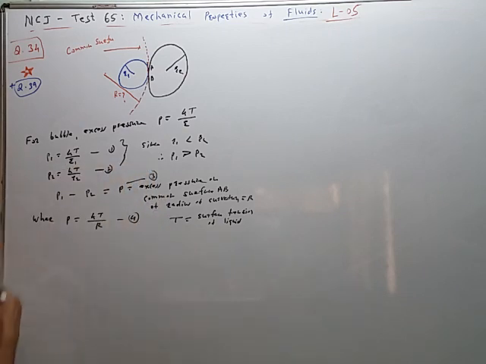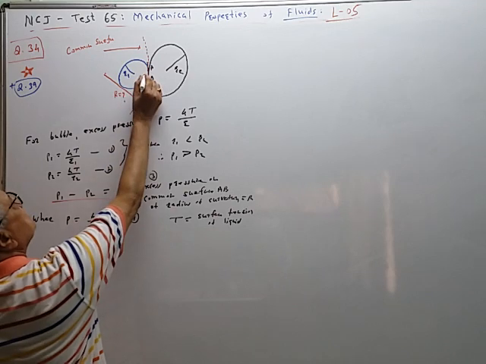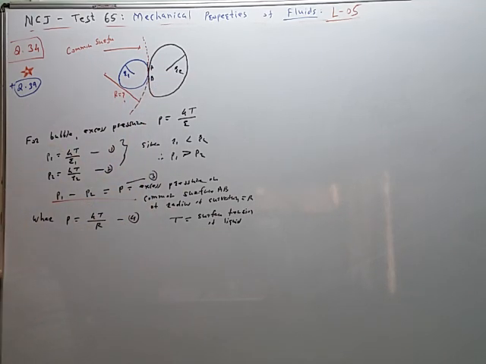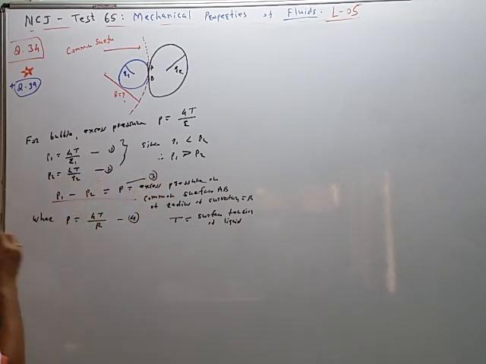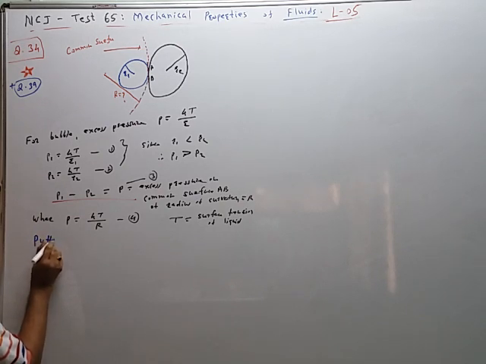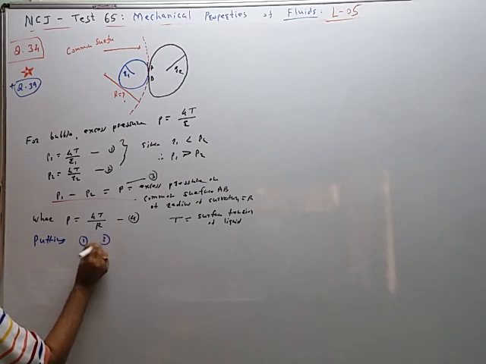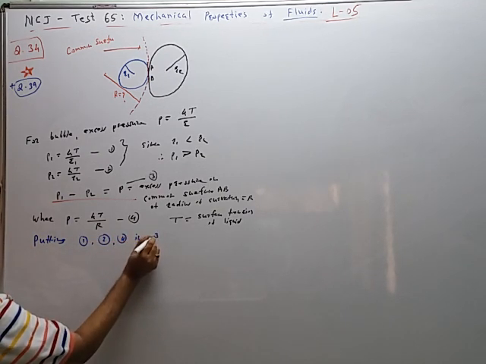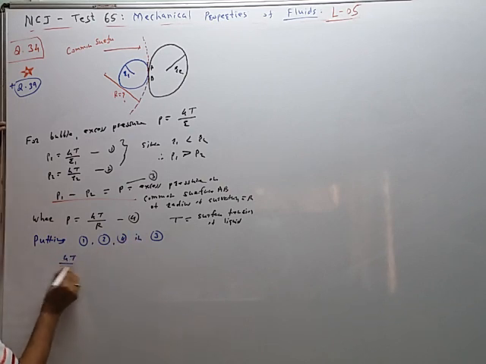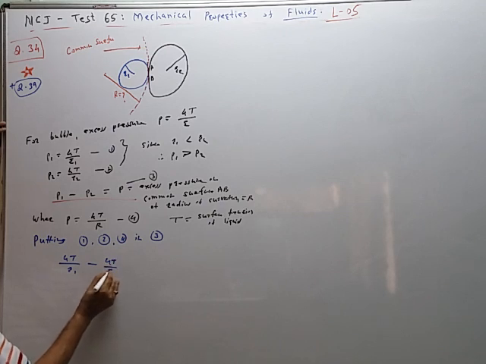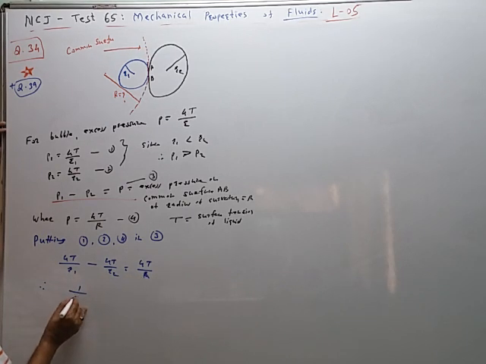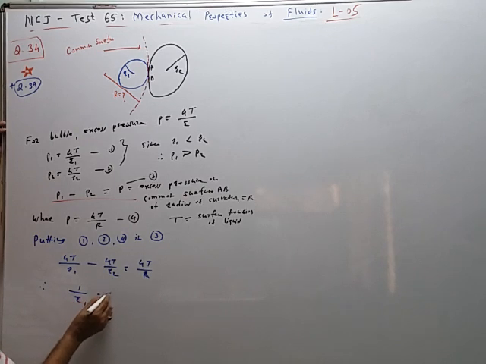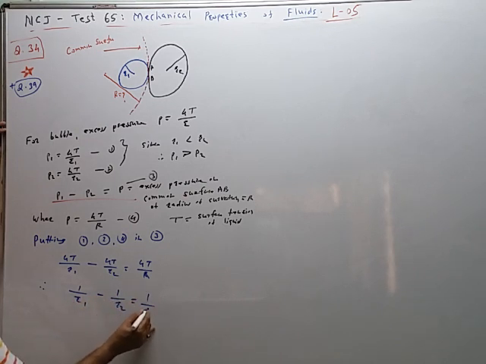So this relation is important. P1 is greater than P2. So on this side, the pressure P1 is more than on this side, and therefore the bubble will grow with common surface AB as the radius of curvature R. So putting 1, 2, 4 in equation 3: 4 times T upon R1 minus 4 times T upon R2 is equal to 4 times T upon R, and therefore 1 upon R1, radius of the smaller bubble, minus 1 upon R2 is equal to 1 upon capital R.